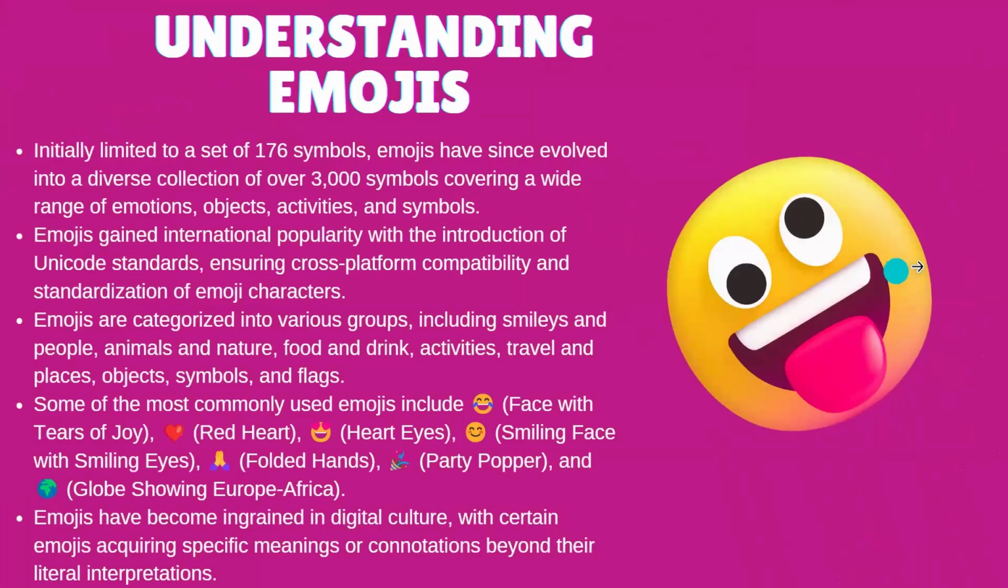So understanding emojis, a little bit of background on them is that initially they were limited to a set of 176 symbols, but now there's a collection of over 3,000 emojis that can cover a wide range of emotions. So as you know, there's emojis for an activity, for food, for an expression, or maybe even for a clothing item. And there's different groups of emojis. So we have smiley faces, we have the animals, nature, the food and drinks, activities, traveling, places, and so forth.